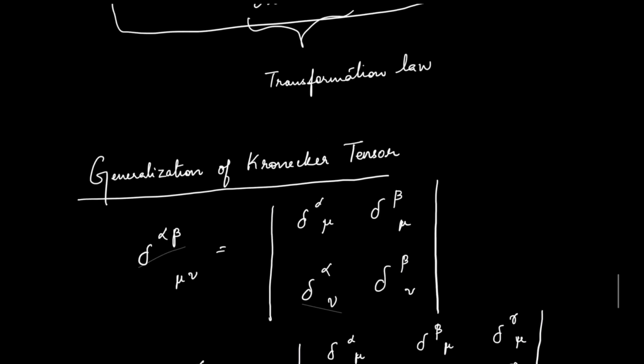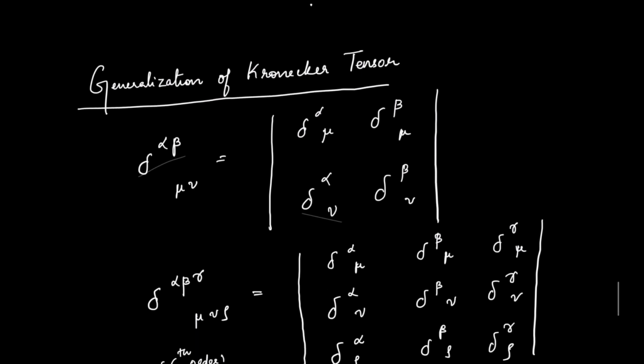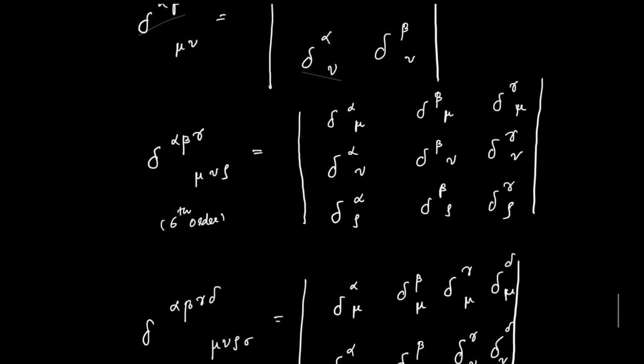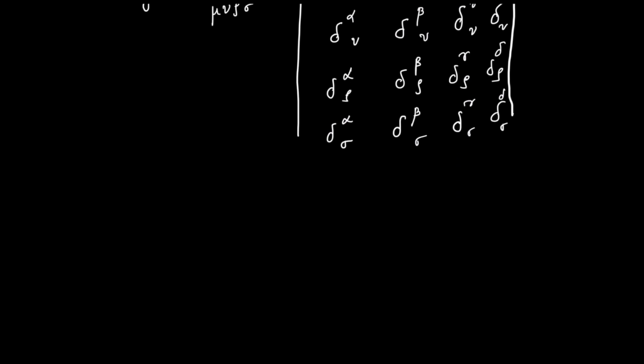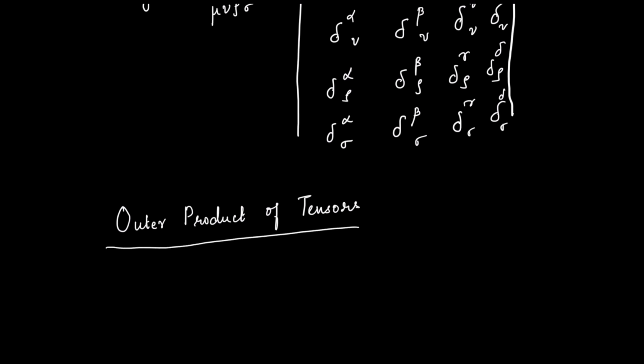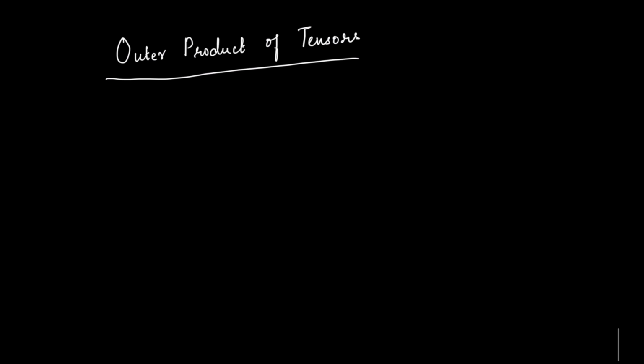So these are the generalization of the Kronecker tensor in terms of the second order Kronecker tensor. Now we have to define two important properties of tensors. One is the outer product of tensors and another one is the contraction of tensors. So first we will see the outer product of tensors. What do you mean by outer product?